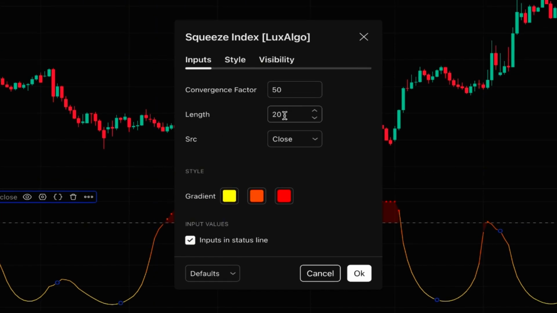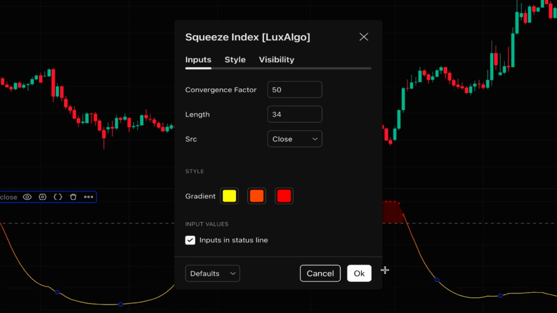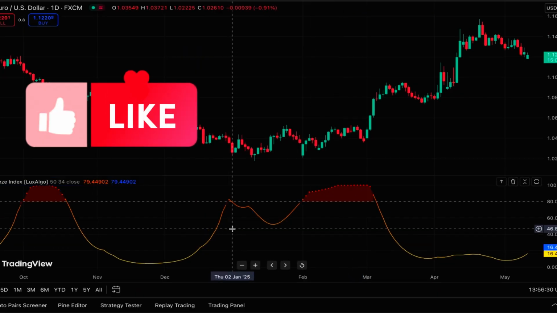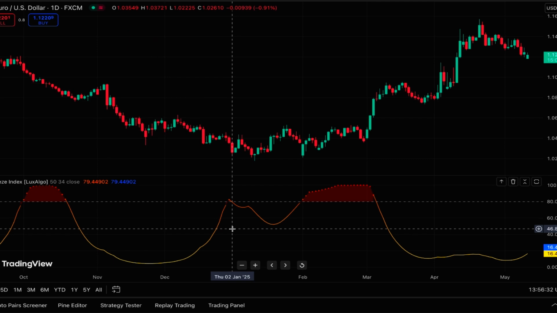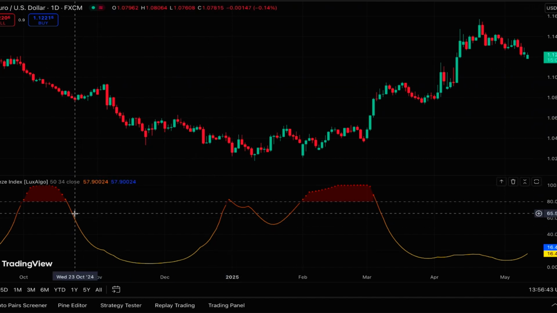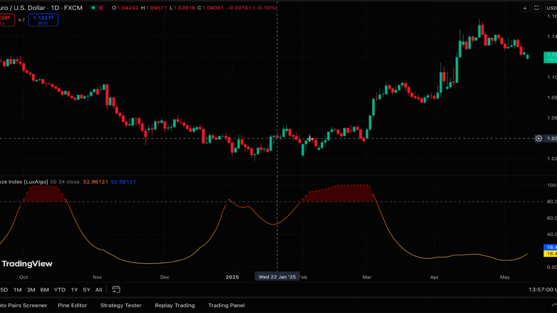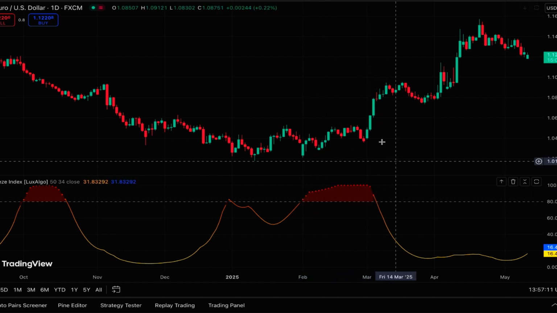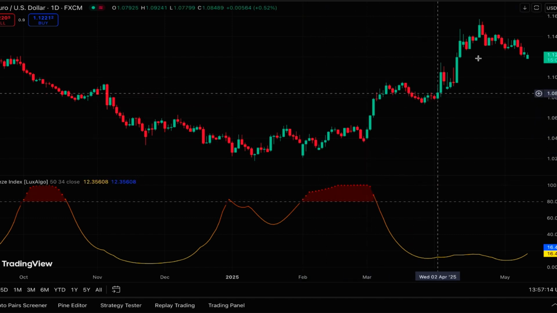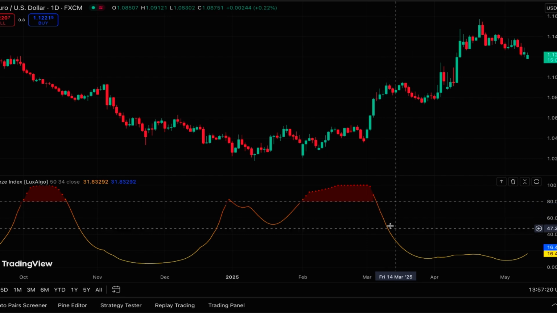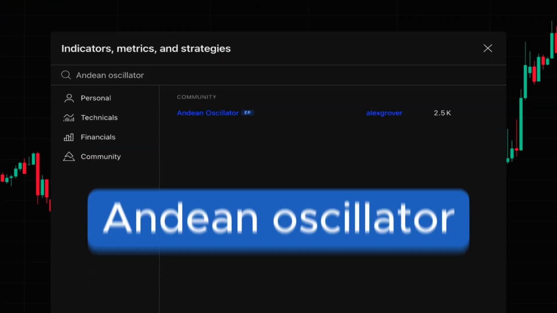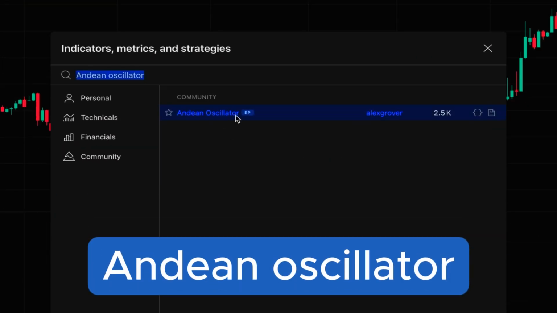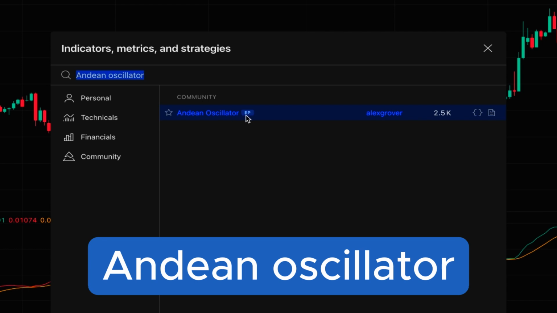For example, if we set it at 34, now you can see that the indicator is not too sensitive anymore. Here the trend is down and you can see that the line is below 80. Here in this part the price is moving flat and you can see that the line is above 80, and from this part you can see that the price is in an uptrend and the line went below 80.